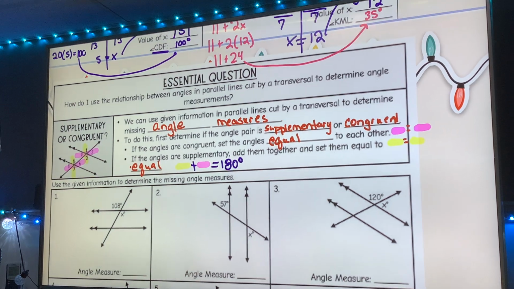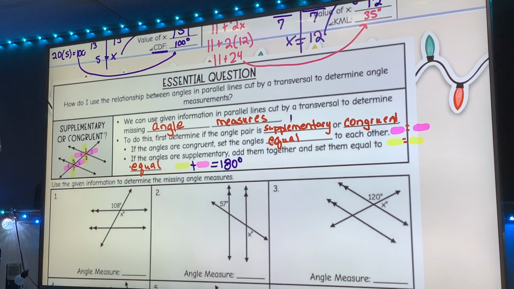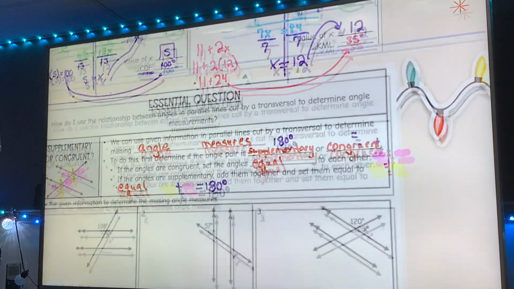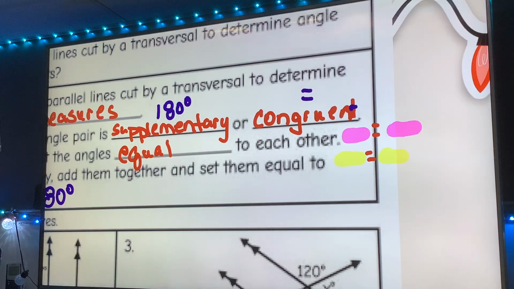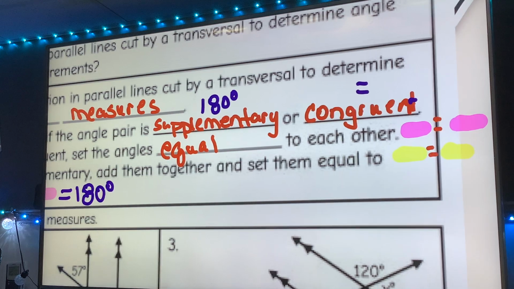To do this, first determine if the angle pair is supplementary. So supplementary, you have to remember back to 5th, 6th, 7th grade. It equals 180 degrees, or it might be congruent, which means equal. So if they are congruent, you're going to set the angles equal to each other. So in other words, as you see right here, I have color coded. If they are the same color, they are equal. And we'll talk more about that in a minute. So pink equals pink and yellow equals yellow.